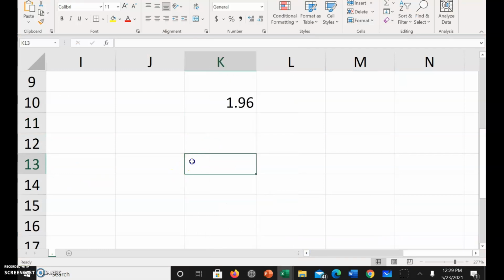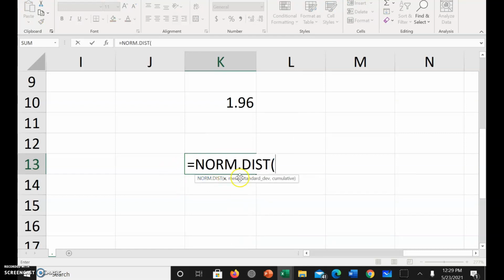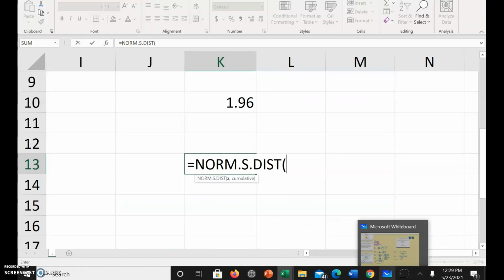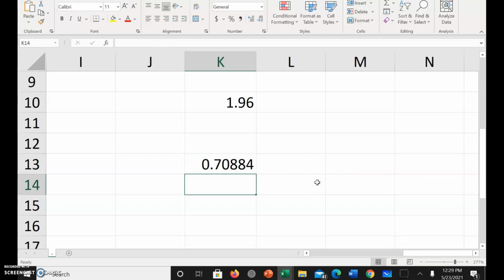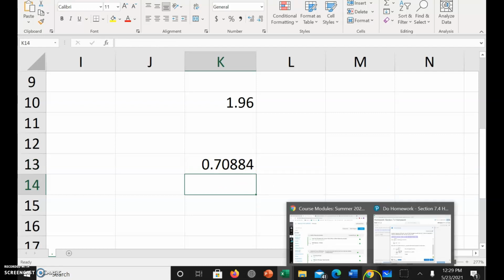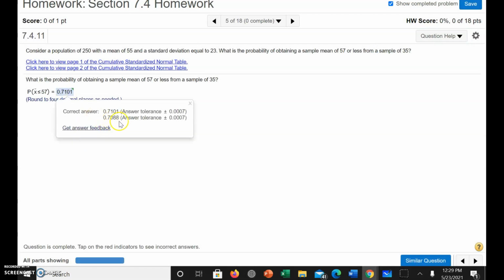So we're going to do norm.s.dist, and we got a z-score of 0.55, and we do want it to be cumulative, so we want that to be true. So you will get 0.7088. And let's check that. 0.7088 is correct. So that is how you use the finite population correction factor. Let me know if you have any questions.